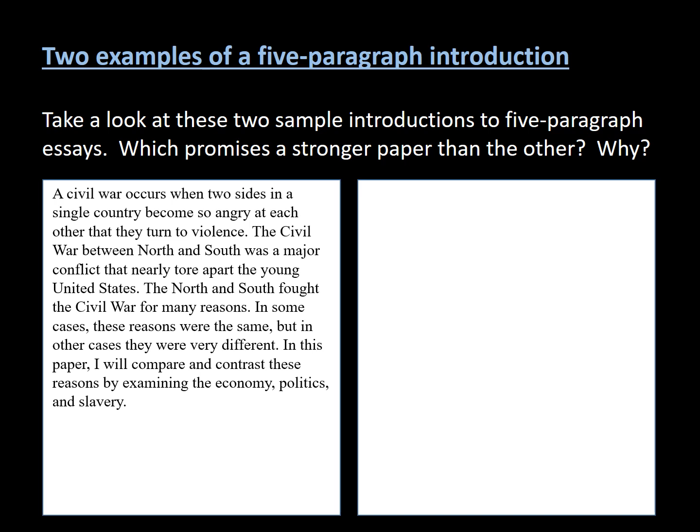A civil war occurs when two sides in a single country become so angry at each other that they turn to violence. The Civil War between North and South was a major conflict that nearly tore apart the young United States. The North and South fought the Civil War for many reasons. In some cases, these reasons were the same, but in other cases, they were very different. In this paper, I will compare and contrast these reasons by examining the economy, politics, and slavery. So that's one version of this student's paper.